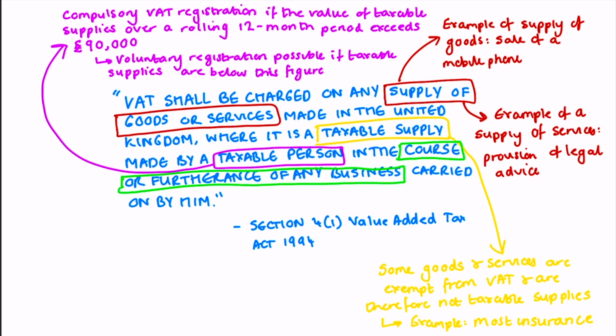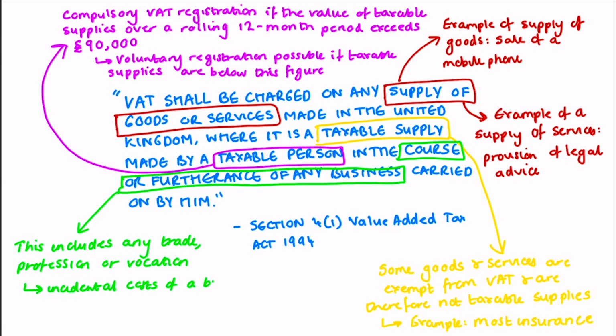Business includes any trade, profession, or vocation. Included in this definition would be the incidental costs of business. For example, a law firm might need to charge VAT on the sale of its old chairs. Let's now look at an example of when VAT would apply.